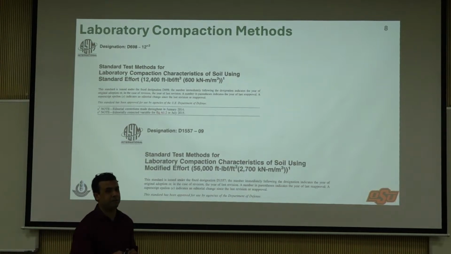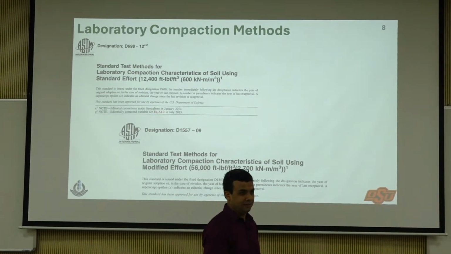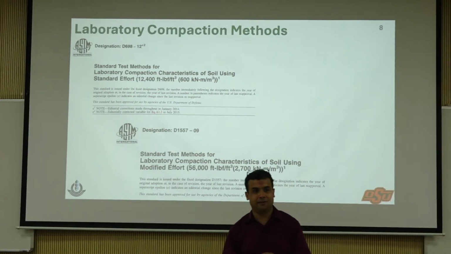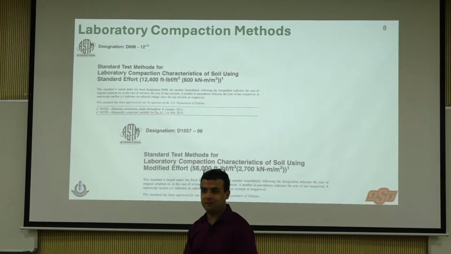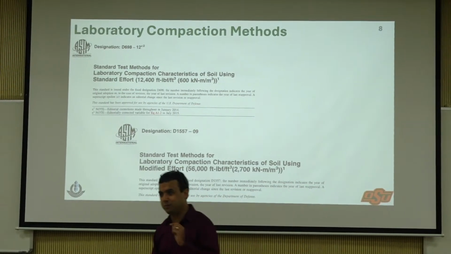2700 kilonewton meter per meter cube, right? Again, what is missing? Proctor. So here is news for you guys. The test methods that you follow are not Proctor methods. Okay, let me show you why.